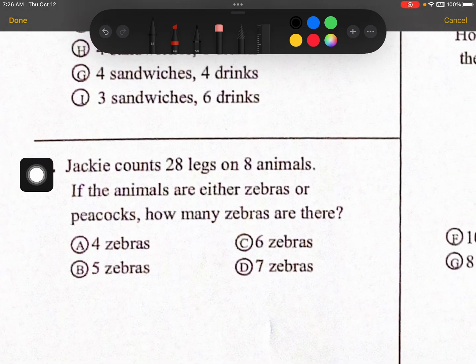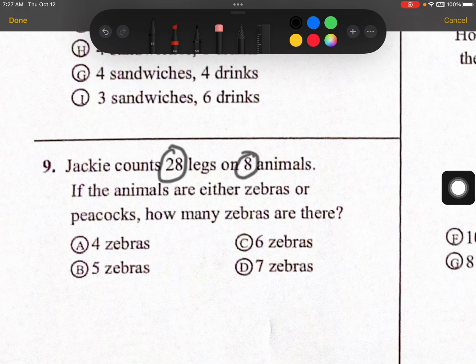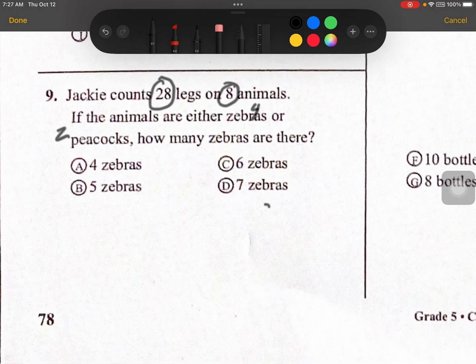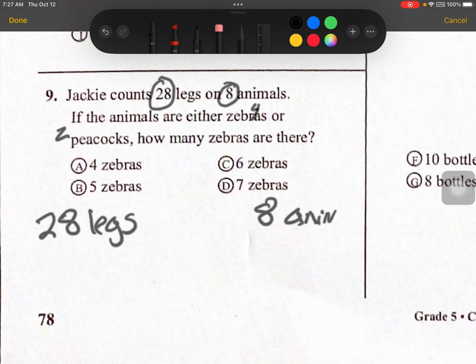Number 9, Jackie counts 28 legs on 8 animals. So 28 legs and 8 animals. If the animals are either zebras, which have 4 legs, or peacocks, which have 2, how many zebras are there? Okay, so you need a total of 8 animals, and you need 28 legs. So what you do is you just guess.